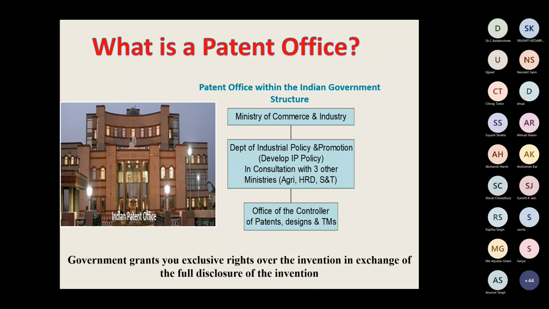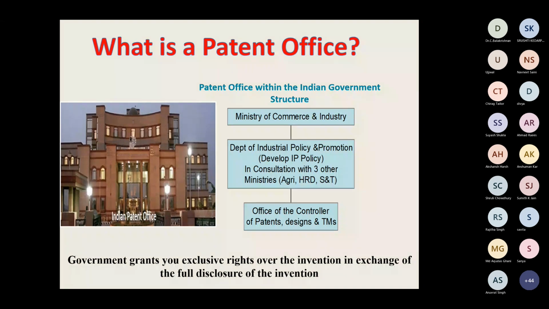The patent office within the Indian government structure comes within the Ministry of Commerce and Industry. In this ministry, there are certain departments. The department which deals with the patent system is the Department of Industrial Policy and Promotion, DIPP, as we'll call it. In this DIPP, in consultation with three other ministries, which are Agriculture, HRD, and Science and Technology, they all work on the topic of patents, this subject.